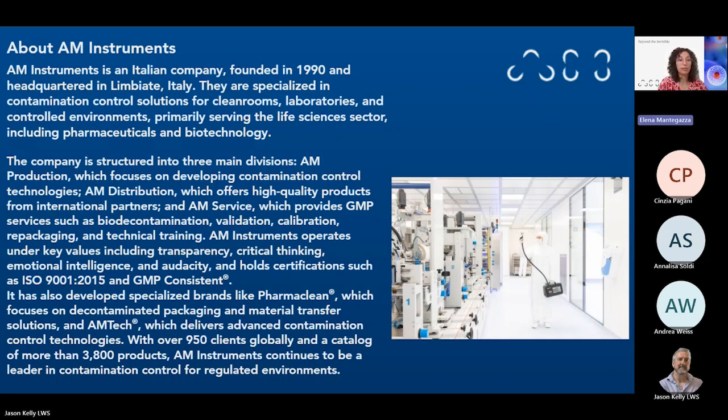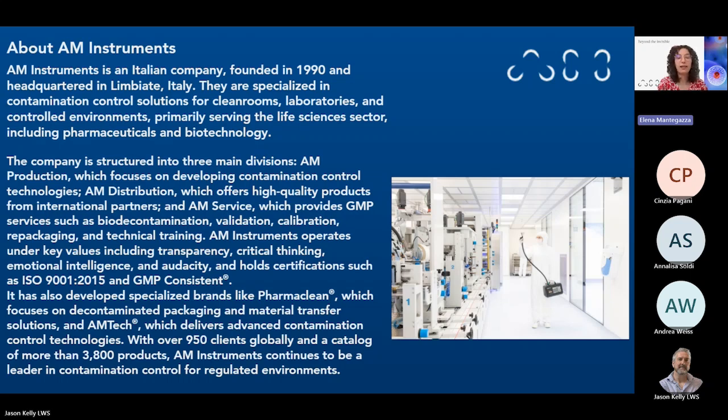We have also developed a specialized brand called Pharmaclean, which focuses on decontaminated packaging and material transfer solutions, and AM Tech, which instead delivers advanced contamination control technologies.